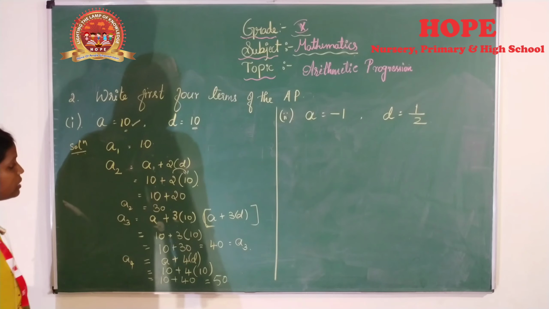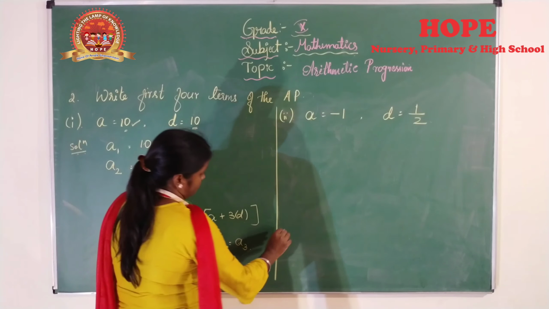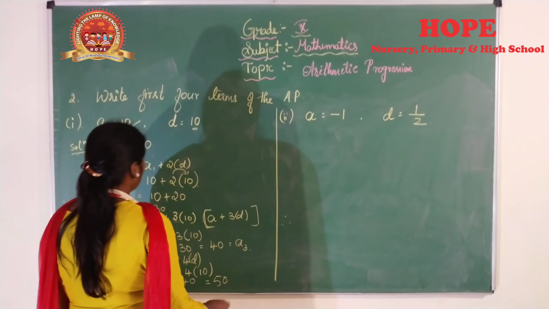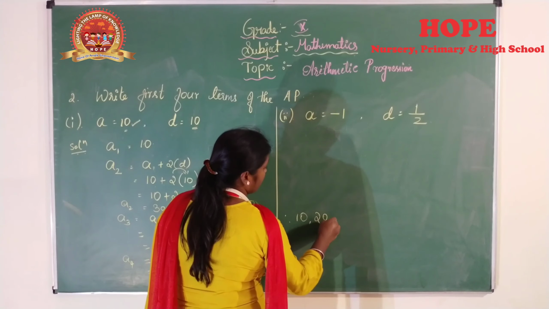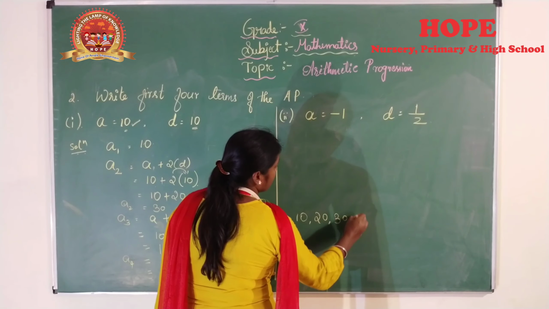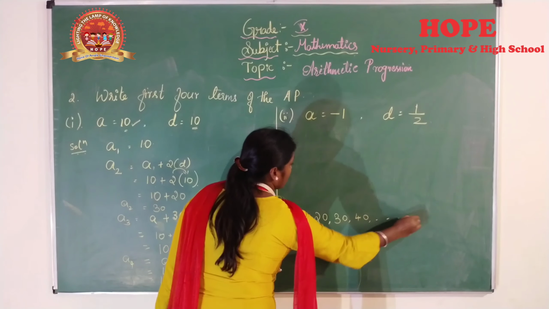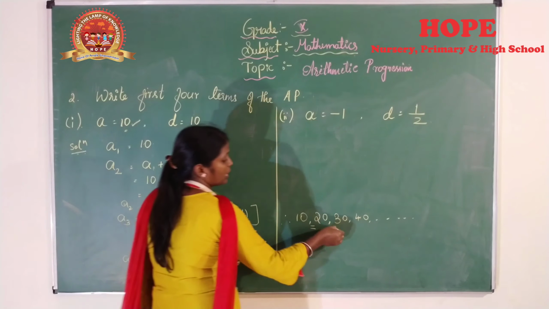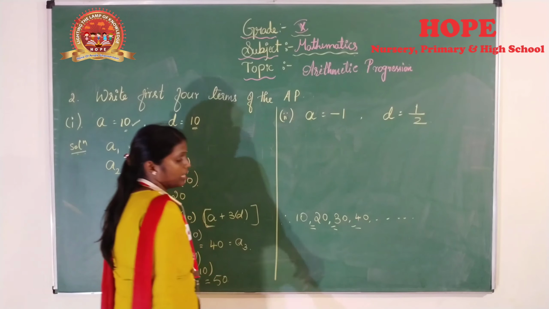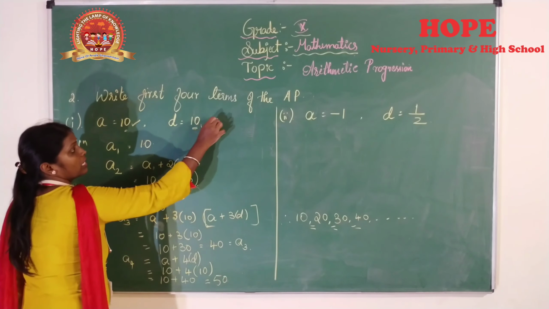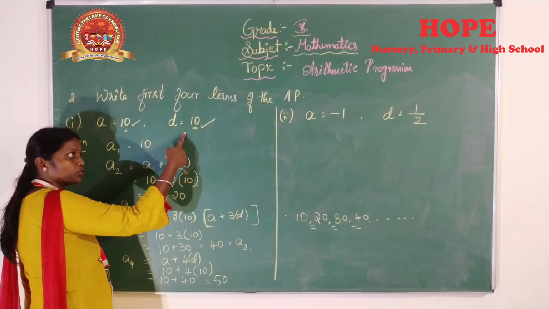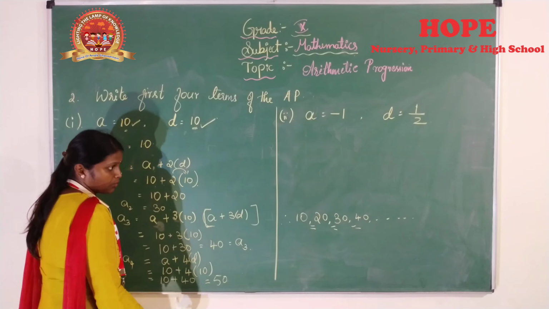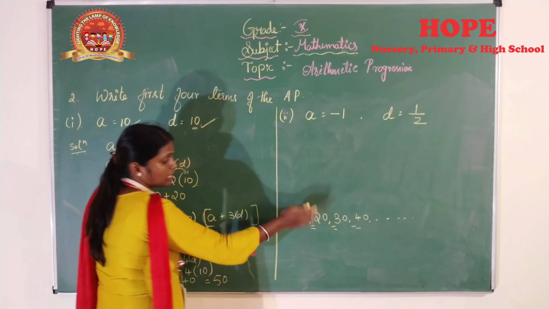Therefore, the sequence will be 10. The first term will be 10, the second term will be 20, the third term will be 30, the fourth term will be 40, and so on and so forth. The difference between each and every term is 10. Got it? The common difference is 10. So we have proved it. The difference given in the question was also 10, and after finding the sequence also we are getting the common difference as 10.